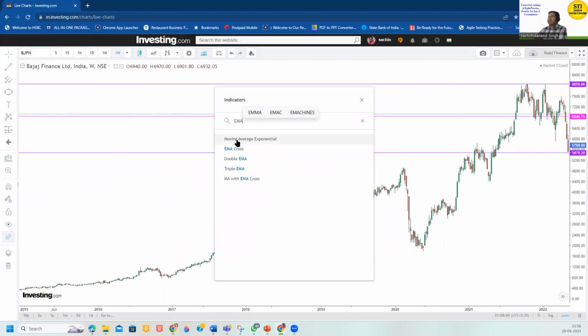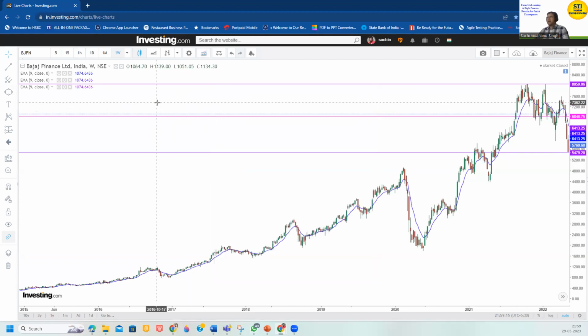Here it is moving average exponential. In investing.com, it is moving average exponential. It is just the same thing, exponential moving average only. Maybe in TradingView or some other places you may find exponential moving average, but both are the same thing, either moving average exponential or exponential moving average. So I'm just clicking 3 times, and 3 EMAs get added.